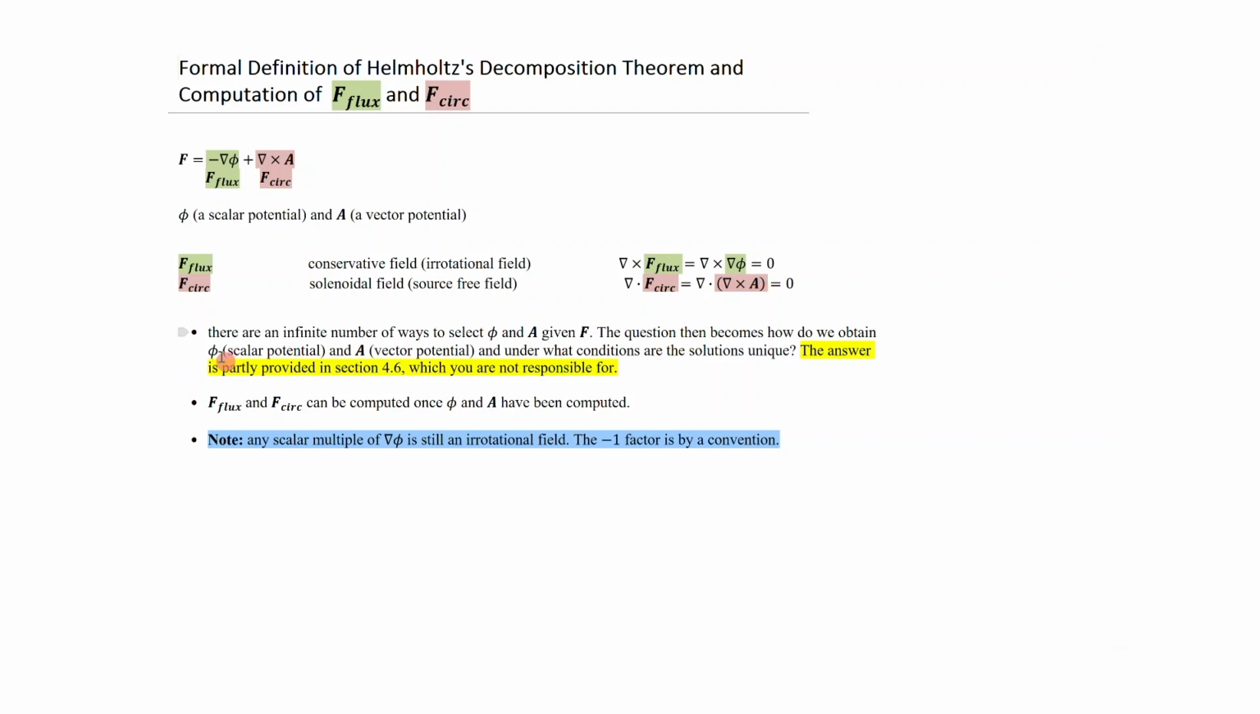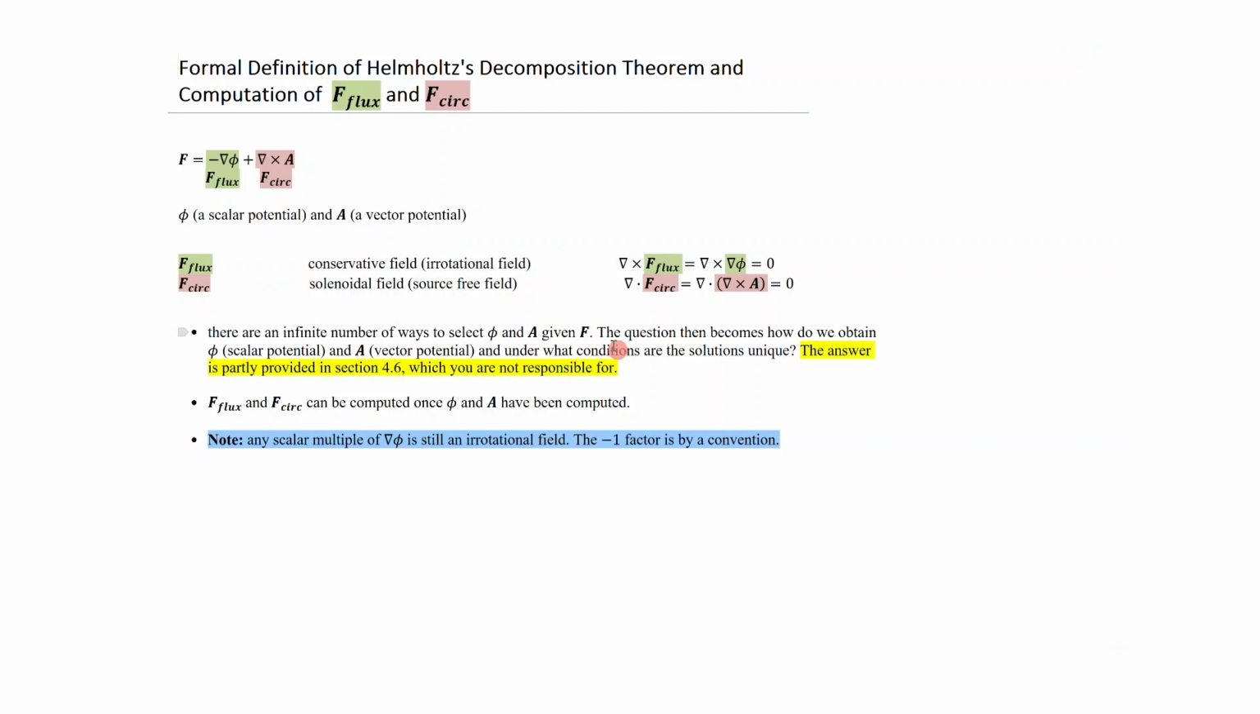Now, there's a question that comes up: given a field, how do I compute F flux and F circ? What we'd like to be able to do is compute phi and compute A. If we know what phi is, then we can compute F flux. If we know what A is, we can compute F circ. Unfortunately, there are an infinite number of ways to select phi and A given a specific field F.